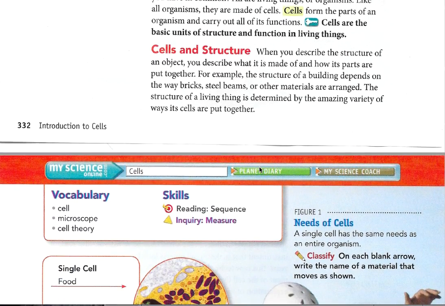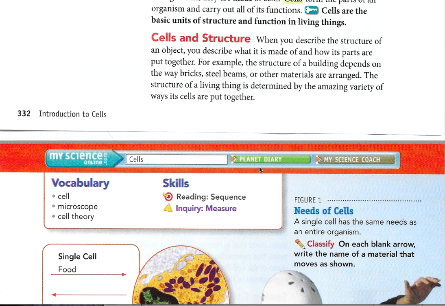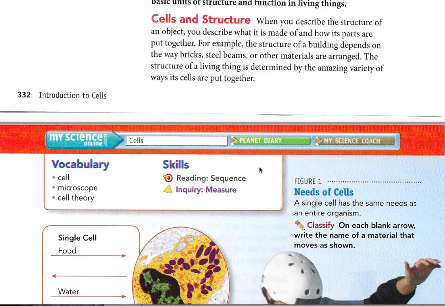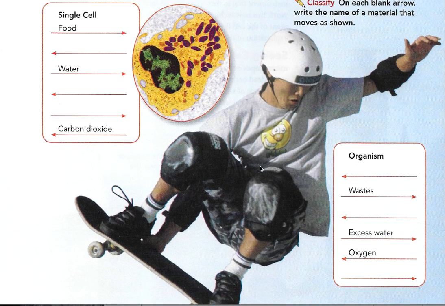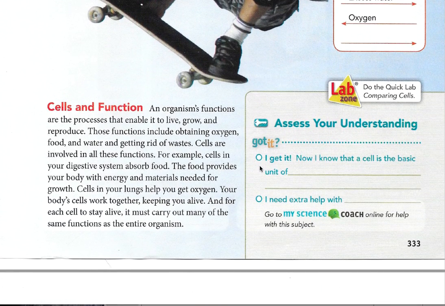Cells and structure. When you describe the structure of an object, you describe what it is made of and how its parts are put together. For example, the structure of a building depends on the way the bricks, steel beams, or other materials are arranged. The structure of living things is determined by the amazing variety of ways its cells are put together. Okay, so here we go. Let's go down to cells and function.